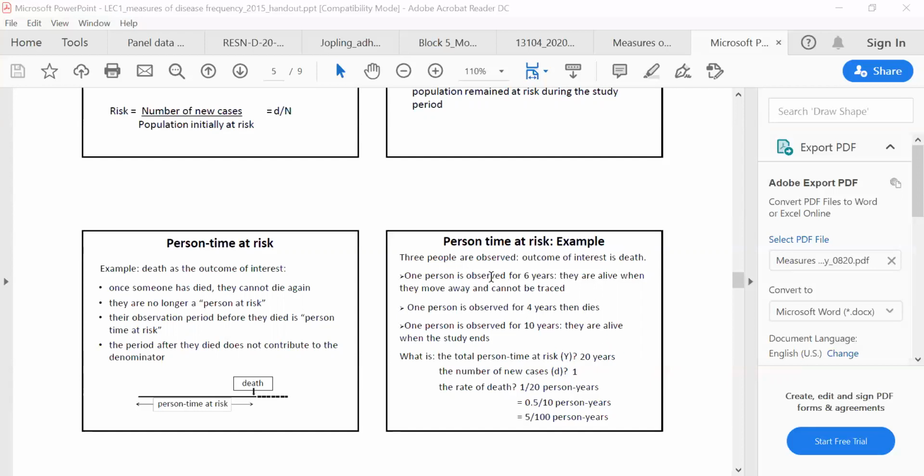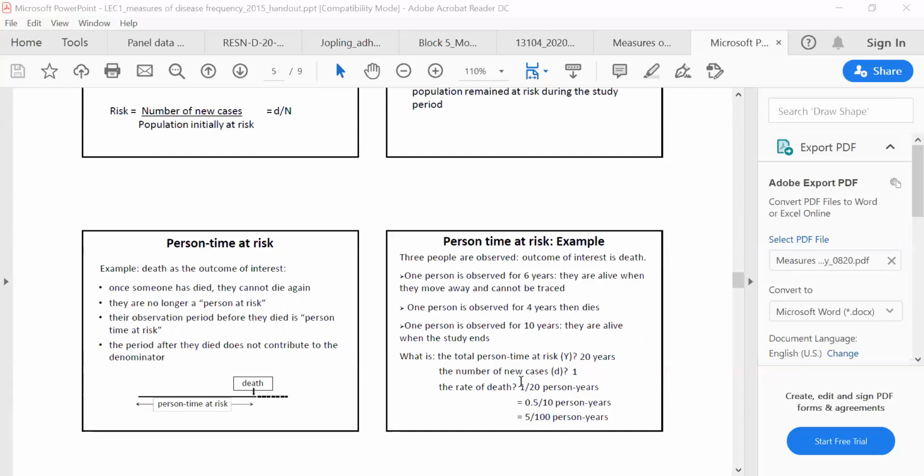It gives us a period of 20 years. Out of all these three people which we followed up, only 1 person had the outcome of interest, which was death. So what is the number of new cases? That's 1. So what is the rate of death? It is 1 person over 20 person years. And this gives you 0.05. Remember, you can change this, and it gives you 0.5 per 10 years.